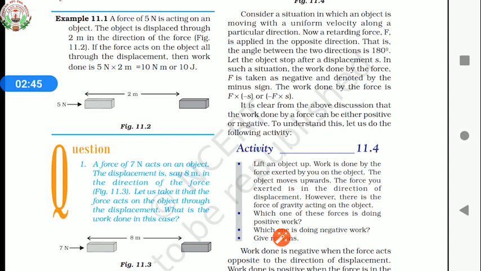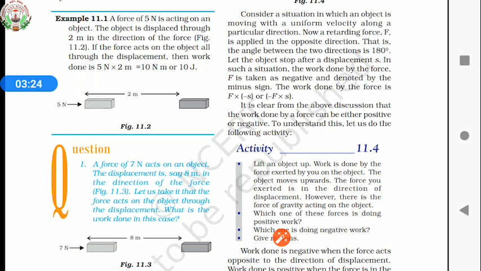What is kinetic energy? Kinetic energy means the energy possessed by a body by its motion, or all the moving objects possess kinetic energy, and we can calculate the kinetic energy of an object by using the formula KE is equal to half mv square. Now let us solve some numericals related to these topics.